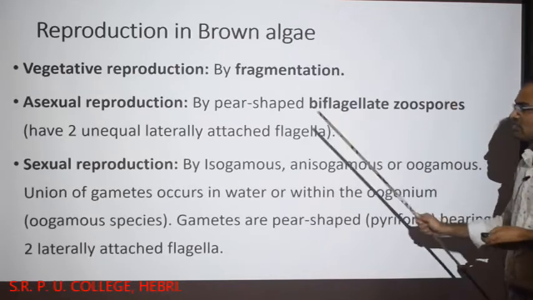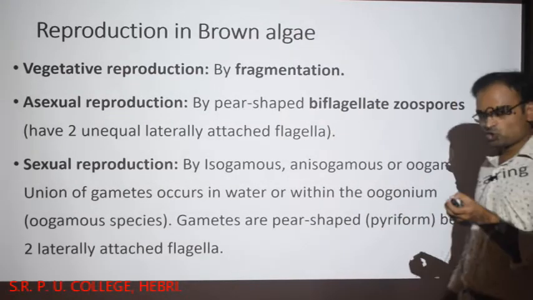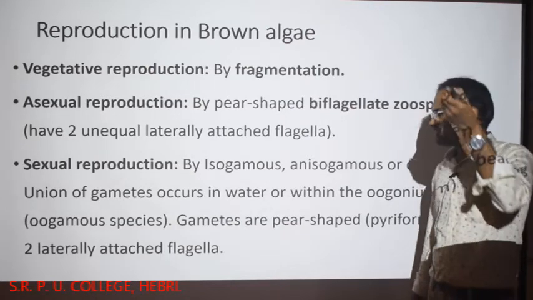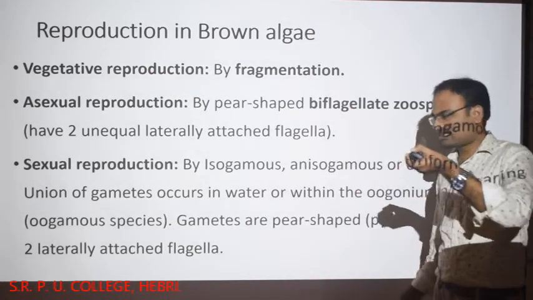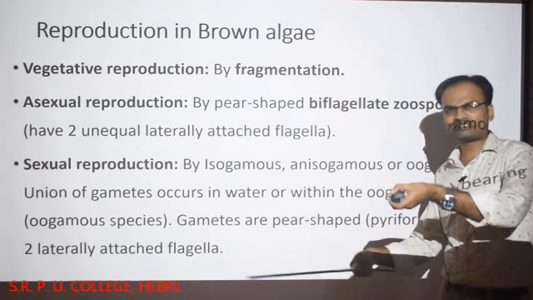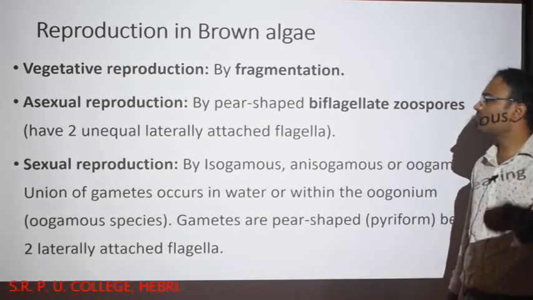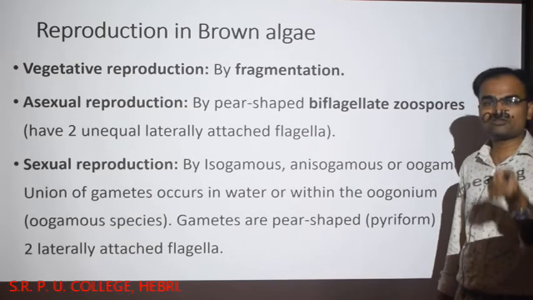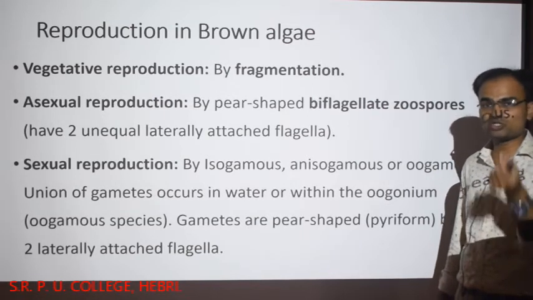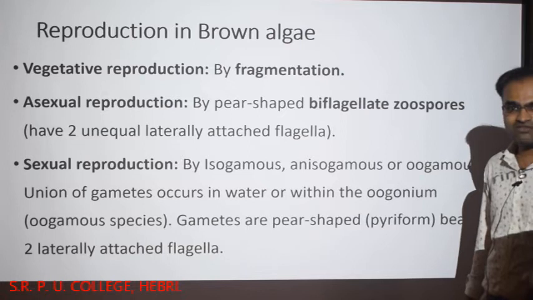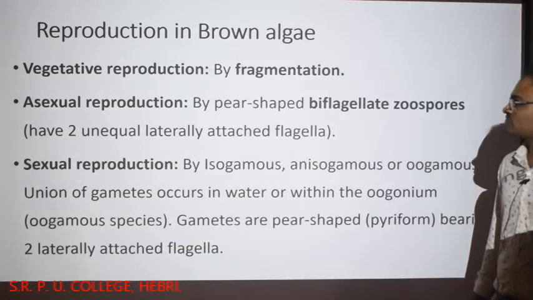So the asexual zoospores are also pyriform. The sexual type of organisms which are possessing the gametes, they are also pyriform. The major peculiar character of the brown algae is production of pyriform or pear-shaped zoospores as well as pyriform gametes.